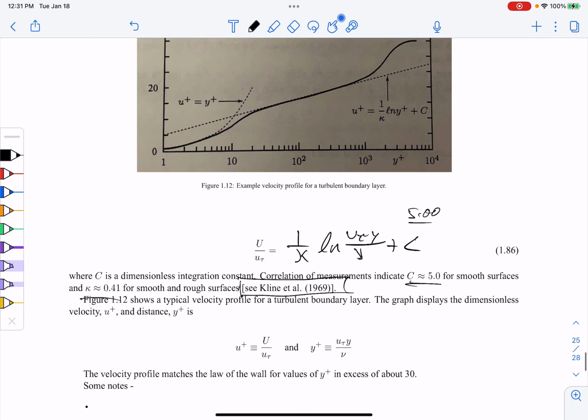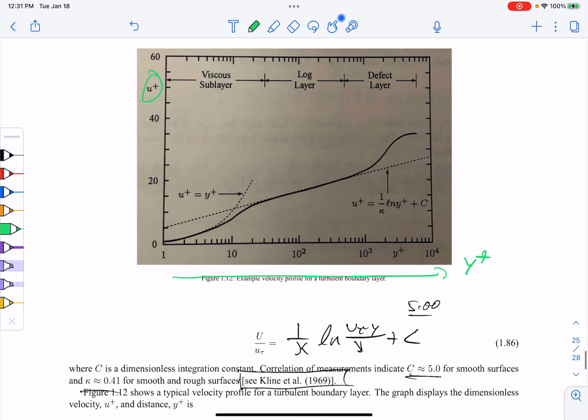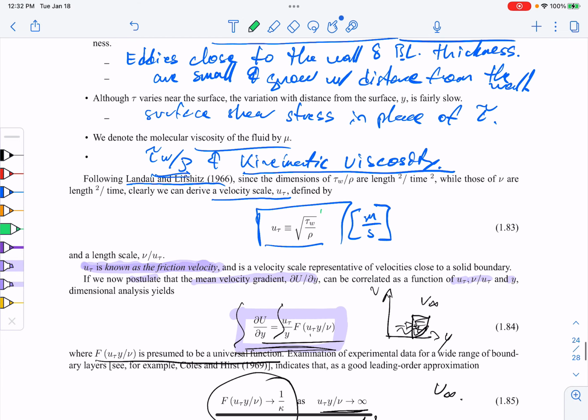So let's look up here at what an actual flow might look like. And this figure I think is super important. And I hope that you've seen this, if anybody's taken the turbulence class last semester or at some point in your career. Okay, so we have the x-axis, that's y plus, and that's a non-dimensional distance to the wall. And the y-axis is u plus, which is normalized by this friction velocity, which we just defined, which is right here.